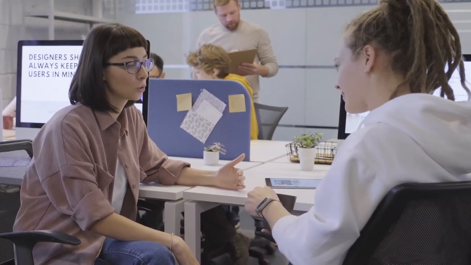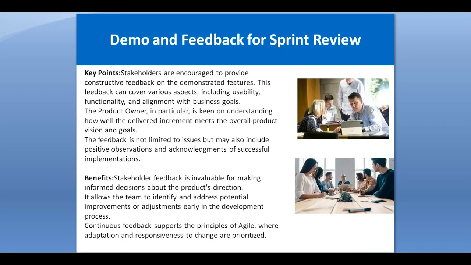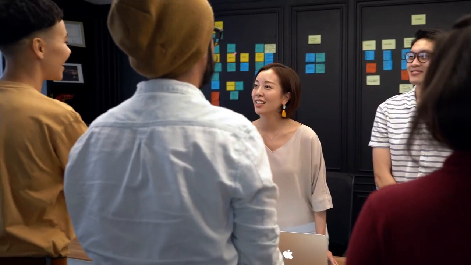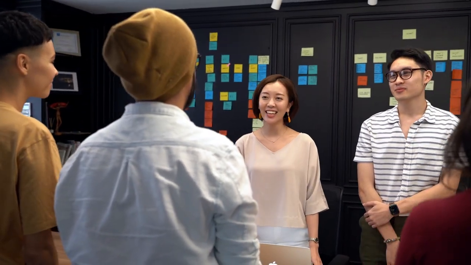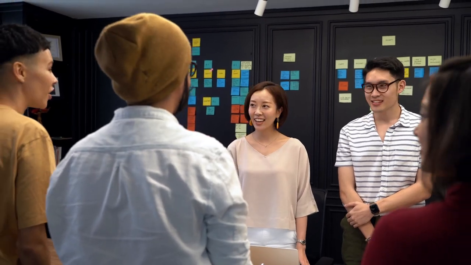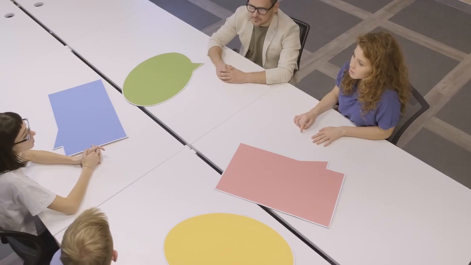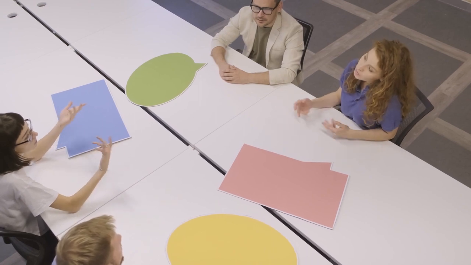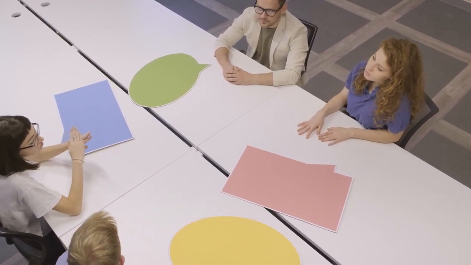Key points: stakeholders are encouraged to provide constructive feedback on the demonstrated features. This feedback can cover various aspects including usability, functionality, and alignment with business goals. The product owner, in particular, is keen on understanding how well the delivered increment meets the overall product vision and goals. The feedback is not limited to issues but may also include positive observations and acknowledgements of successful implementations as well. Obviously, if there is positive feedback, it should be celebrated, acknowledged, and appreciated among the team members as well.